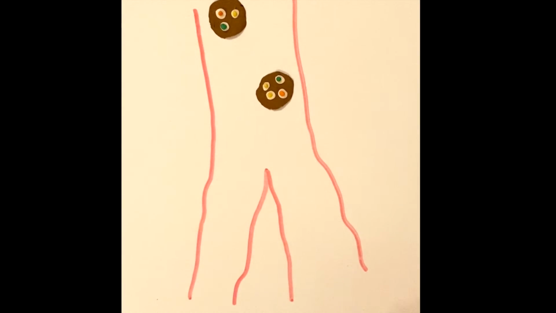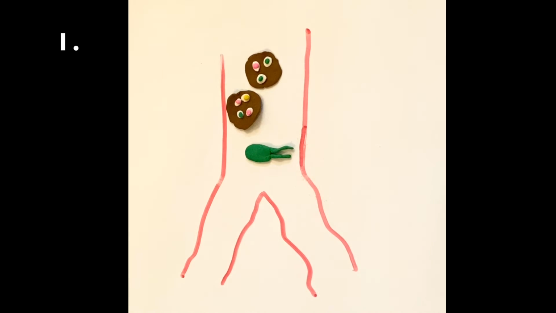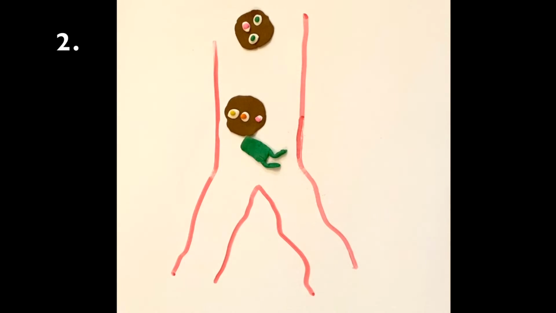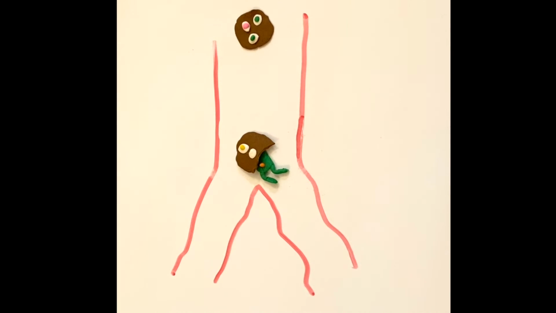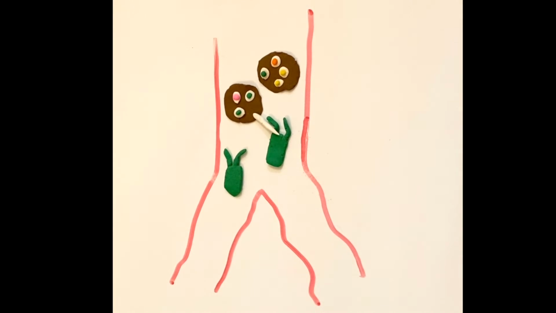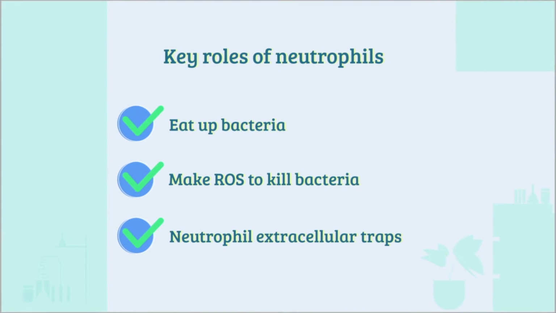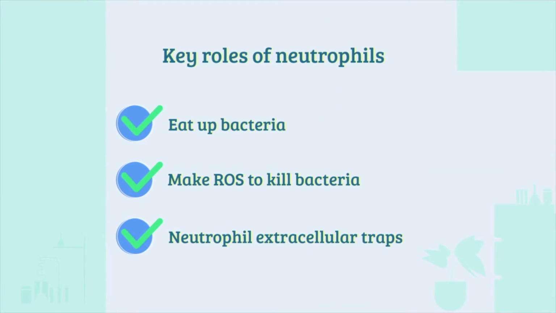Normally, there are 3 key roles of neutrophils. They can eat up bacteria, known as phagocytosis. They can make molecules known as reactive oxygen species which kill bacteria. They can also make web-like traps by releasing their DNA to capture the bacteria and stop it spreading, known as neutrophil extracellular traps. After trapping them, there are chemicals present to kill the captured bacteria.